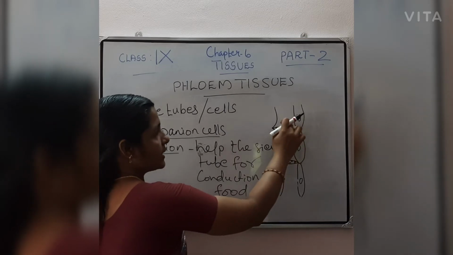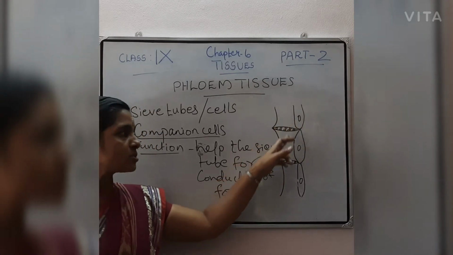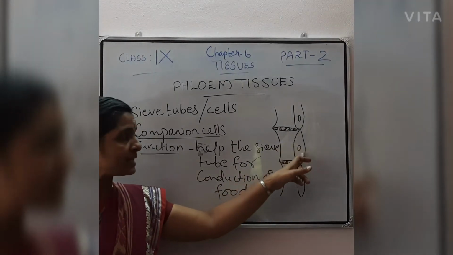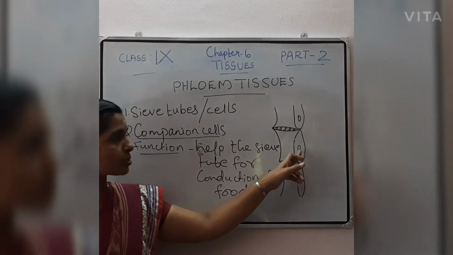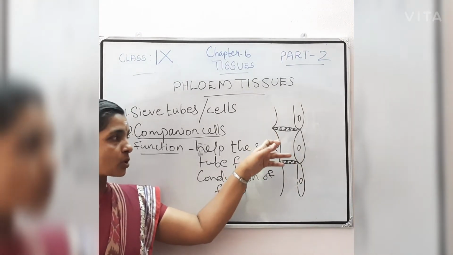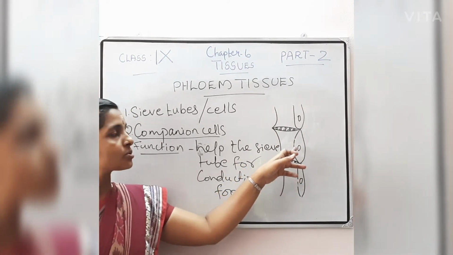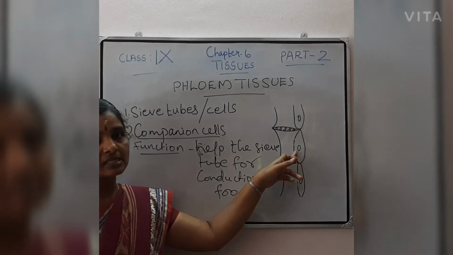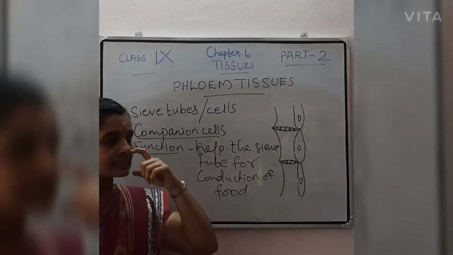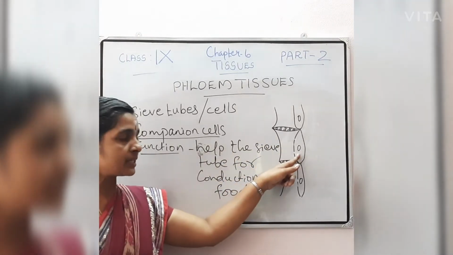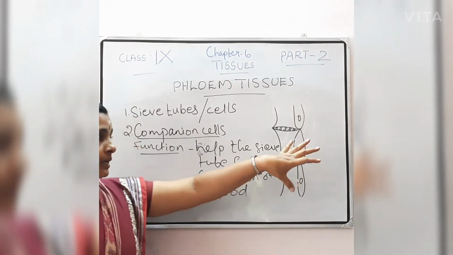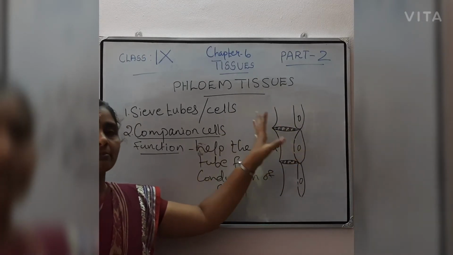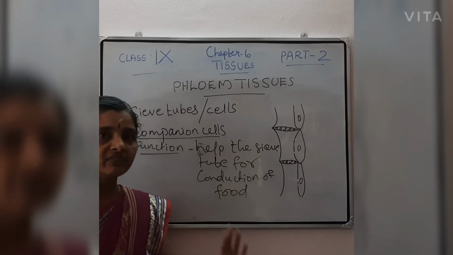So you can see here there is no nucleus in this sieve tube. There is no nucleus, but all other components are there. But in companion cells the nucleus is present. So this companion cell is controlling the sieve tube also. These are present always side by side. Companion cells and sieve tubes are present side by side. Here there is no nucleus, but here there is a nucleus. Anyhow, both these cells are living cells.